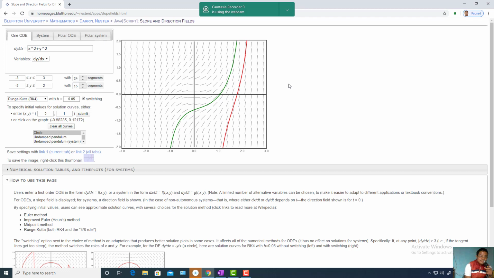Now let us see what is the solution curve passing through this one. See, this is the solution curve. Red is the first one, then green and yellow. Let us see here again, what is the solution curve passing through this point? It is here like this.